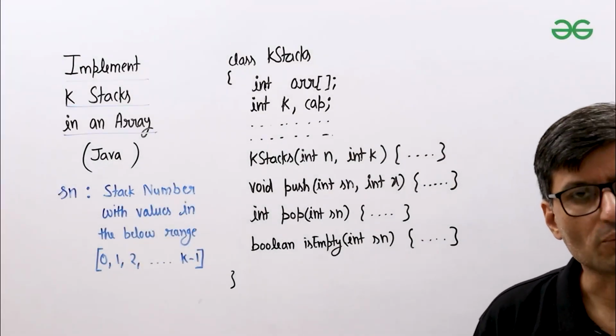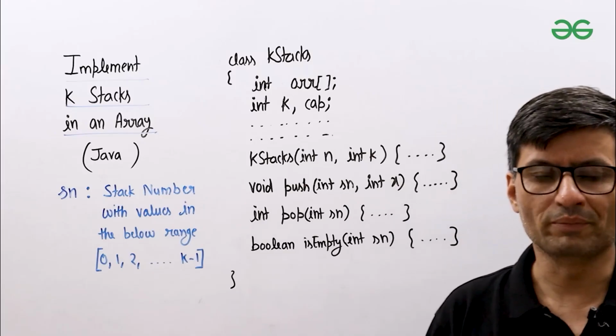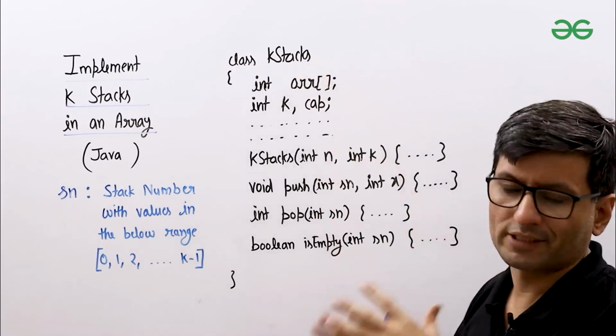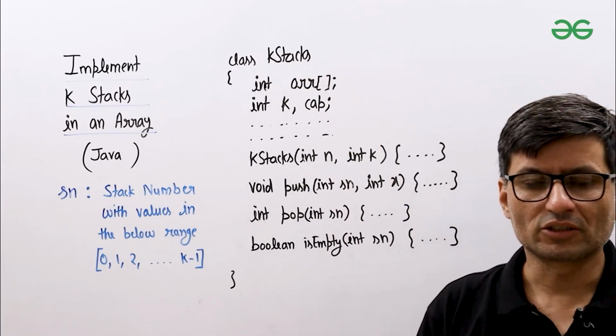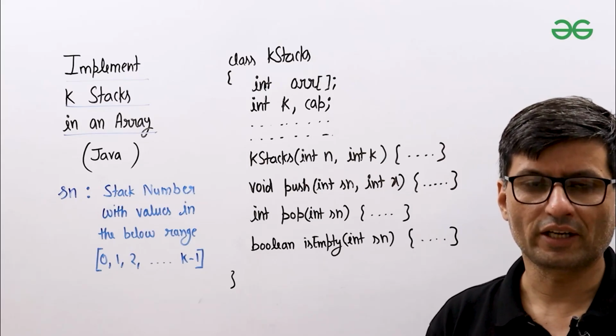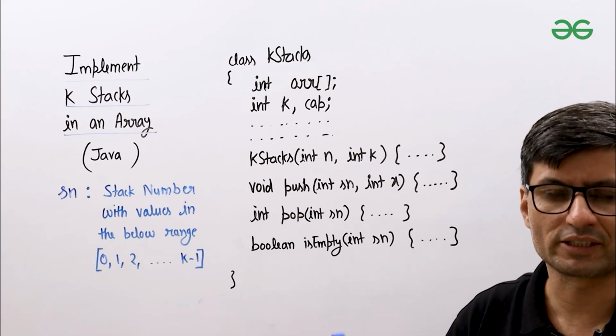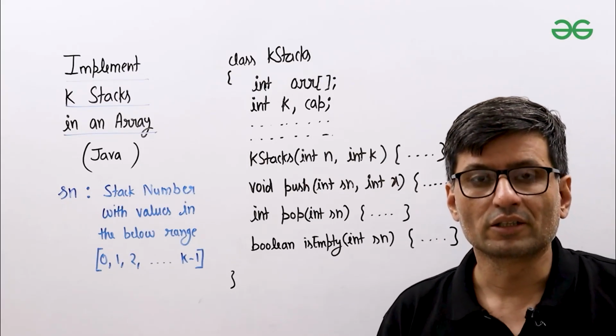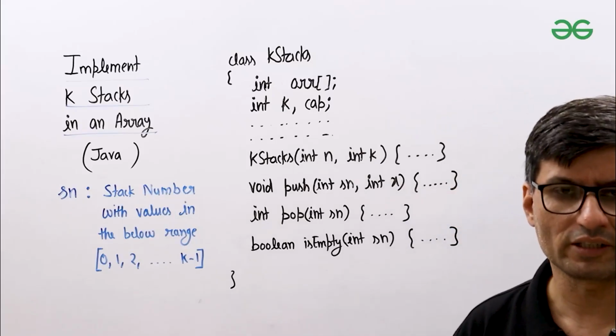Let us talk about this problem. We are supposed to implement a class called KStacks. And this class should use a single array and implement multiple stacks inside the single array. There might be reasons to have it.